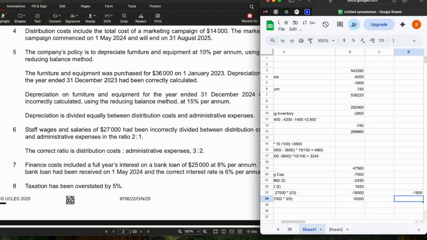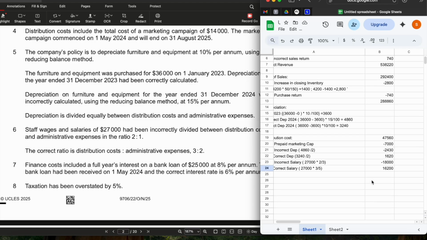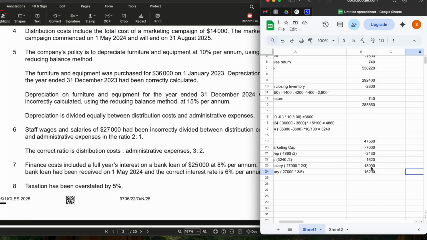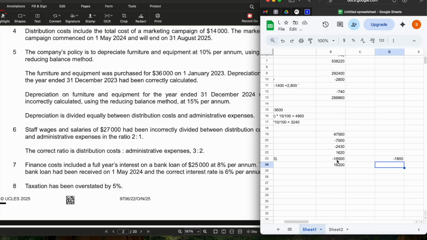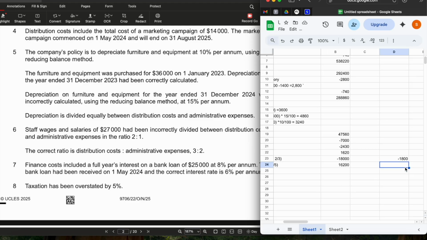So the difference is 1,800 out here. There is a decrease in the salary amount which was included before. So we can write down overstated salary and then subtract 1,800 from there. Previously it was 18,000. Now it's supposed to be only 16,200, so we will subtract 1,800 from there. You can do that adjustment. You can write down salary and then the overstated amount 1,800, and subtract it.